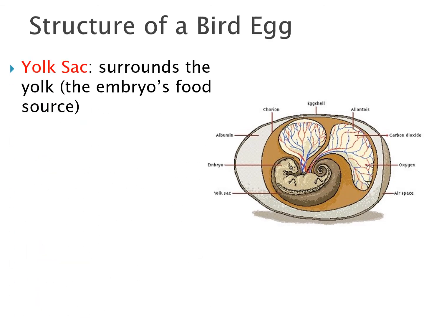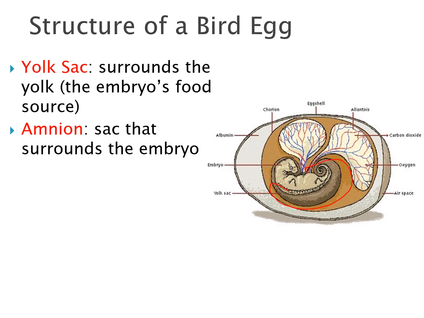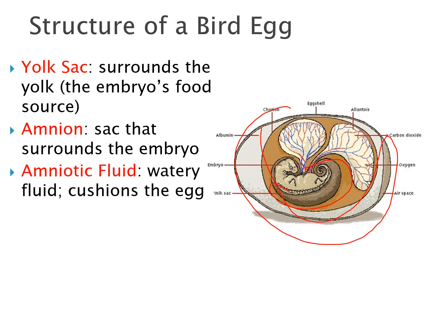So yolk sac. The yolk sac surrounds the yolk, the embryo's food source. So this is it right here. And then we have the amnion, which is the sac that surrounds the embryo, which is here. Now the amnion is basically the white, the clear part of the egg. Obviously the yolk inside of an egg is yellow, right? Amniotic fluid is everything that's inside of here because it is a watery fluid that cushions the egg. So this is going to be all the extra fluid.